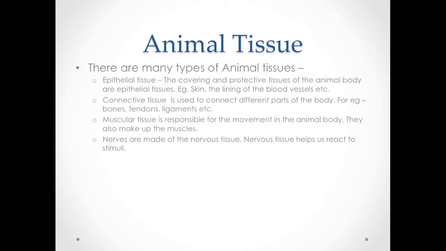Okay, muscular tissue is the tissue responsible for the movement of your body. So your body can move just because you have muscles. Your muscles command and actually move and pick up your bones, and that's how your body moves. Nerves are made up of nervous tissue, and nerves, as you already know, are basically the organs that react to stimulus and transport messages from different organs to the brain and vice versa.